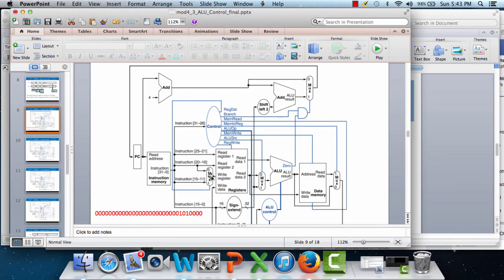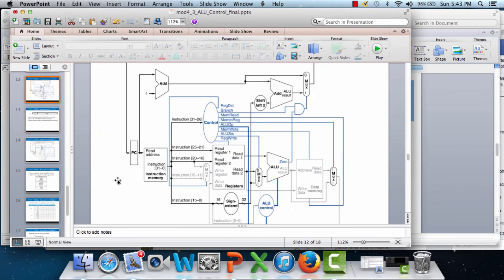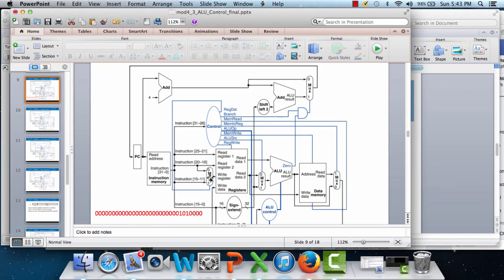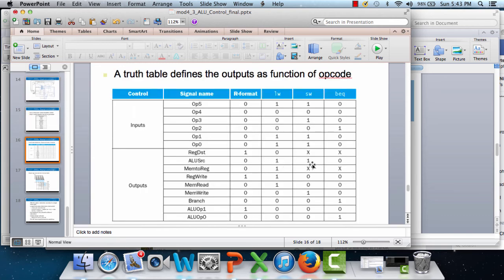What is this one? Here's another mux right here. This mux is chosen by RegDst value. What's RegDst? For store word it's don't care, so the output of that mux is don't care. This next one is going to be determined by the ALU source value. What's the value of ALU source? For our store word, it's 1.